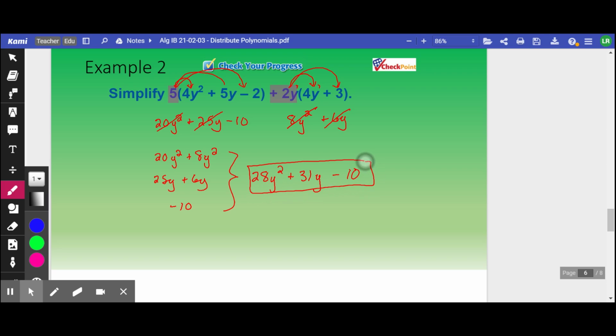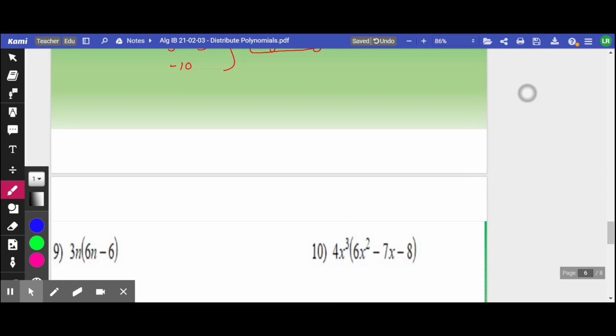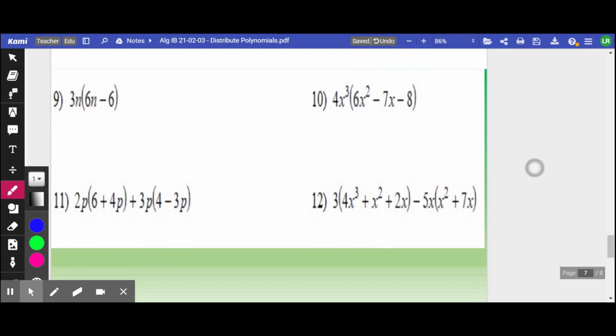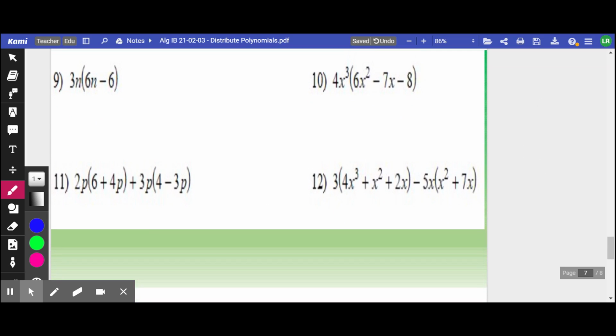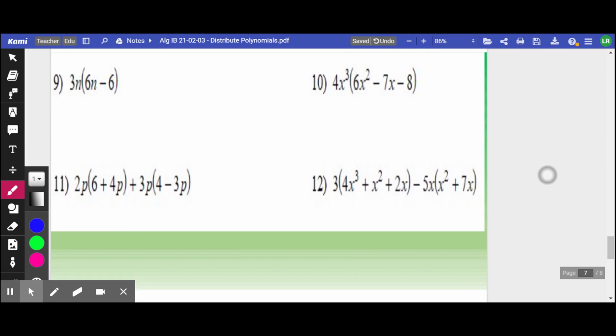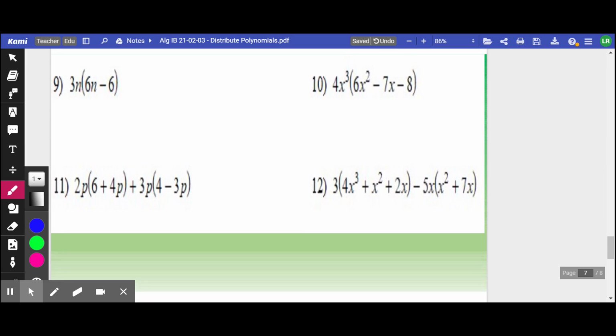Reminder, when you are adding like terms, you do not mess with the exponents. That seems to be a common error when we do these. All right, I'm going to put up 4 problems, and I want you to pause the video and complete these 4 problems on your own.